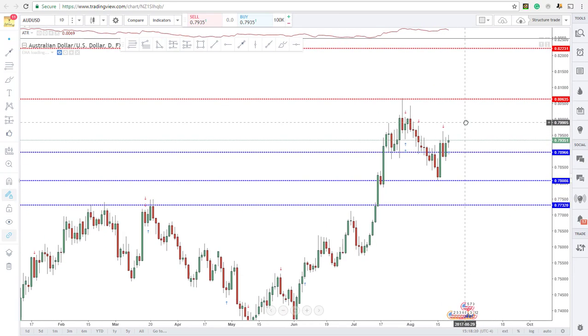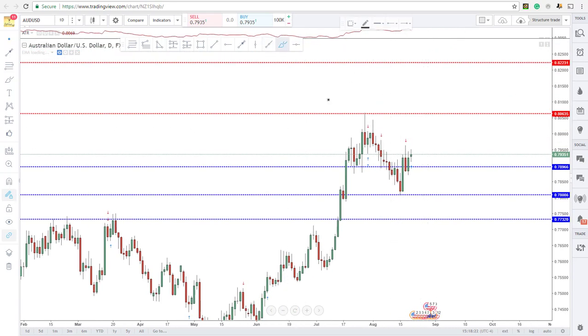Now we also have to look at the next level of resistance. So if this market pushes up and gets beyond our 0.806 area, then we'll be looking for our next level of resistance at 0.8223. So those are the levels of resistance and support that we'll be looking at for trading opportunities here on the Aussie dollar.